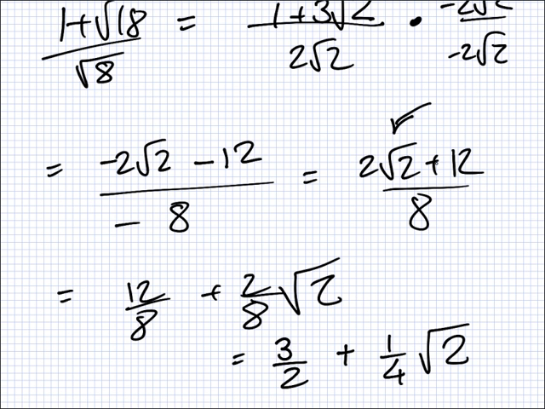You can divide everything inside here by 2, but you'll end up with the same thing. This will be 6 and this will be 4. You'll get 6 over 4, which will also become 3 over 2. Is that okay? Yeah.